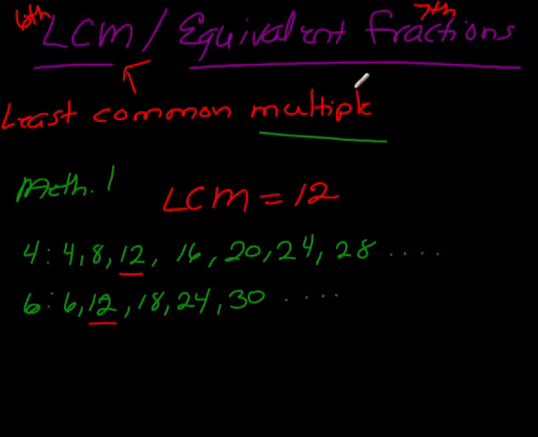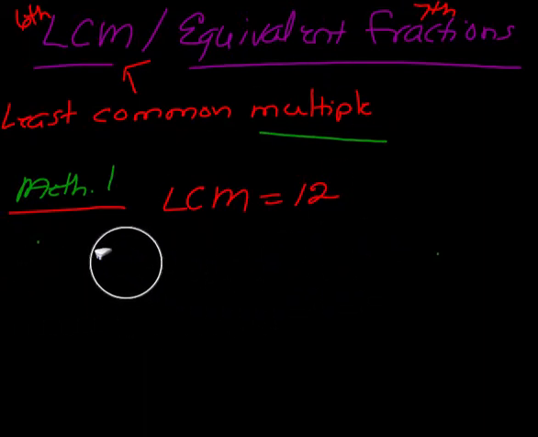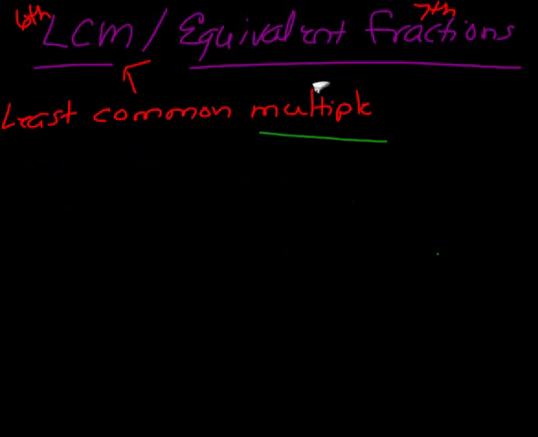So remember, with the multiple, we find the least. With a factor, we need to find the greatest or the biggest. So this is method 1. And remember, it only works for small numbers. Now, let's say that you have something a little bit bigger. This brings us to method 2. And I actually kind of like method 2 personally.